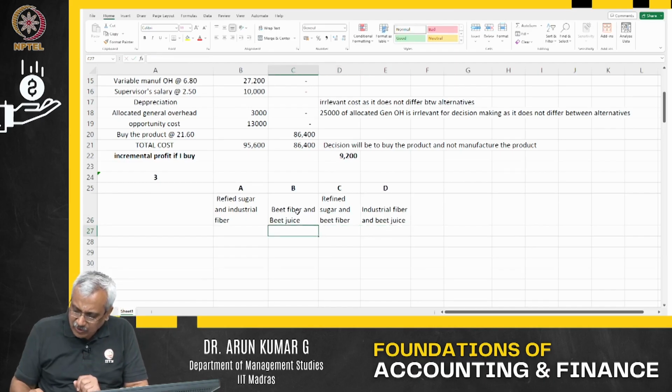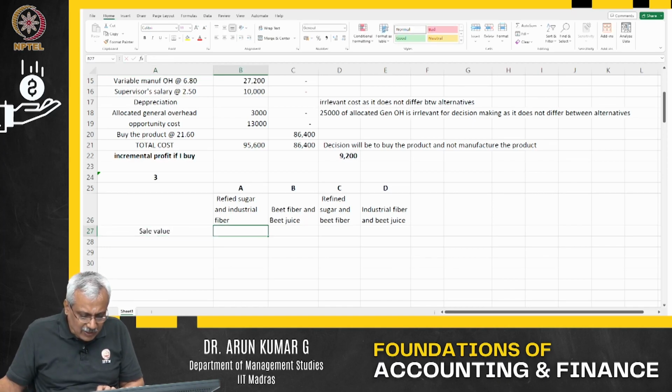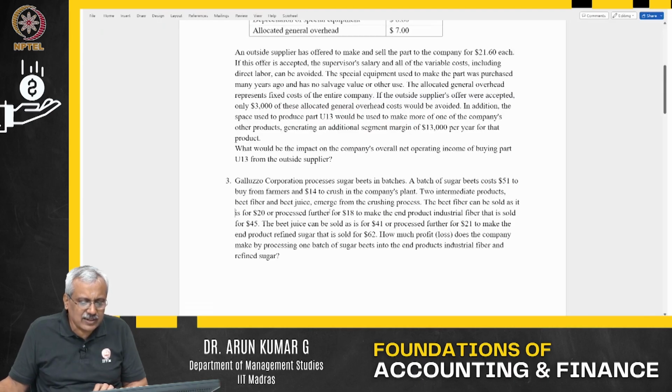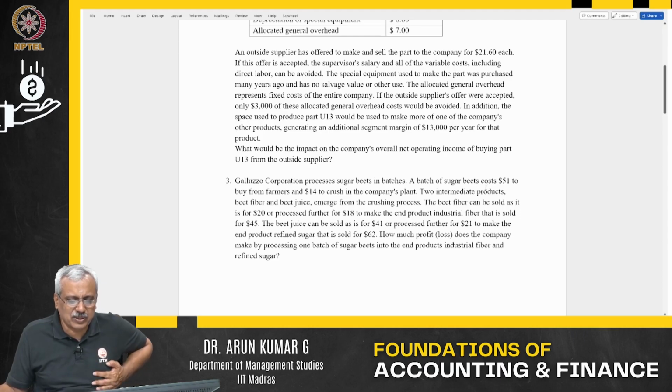Now, let us look at the sale value of each of these. I will go back to the question here. They talked about batches. Each batch, a batch of sugar beets, costs about $51 and so on and so forth.